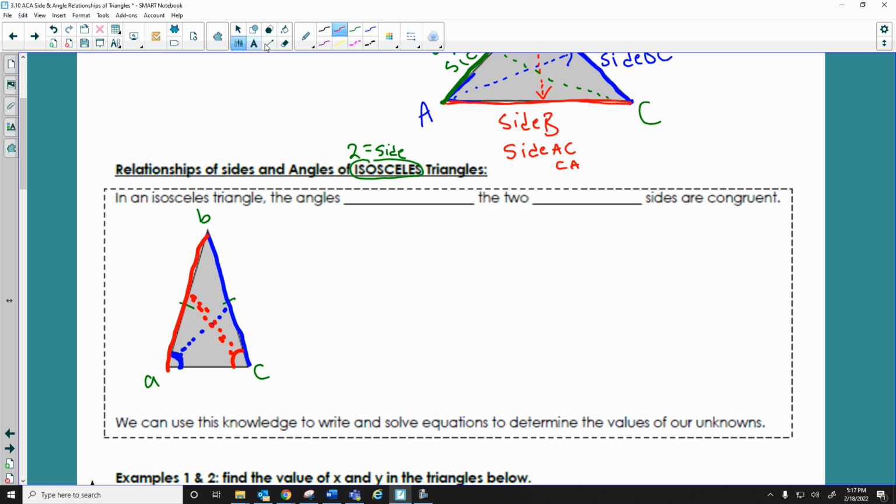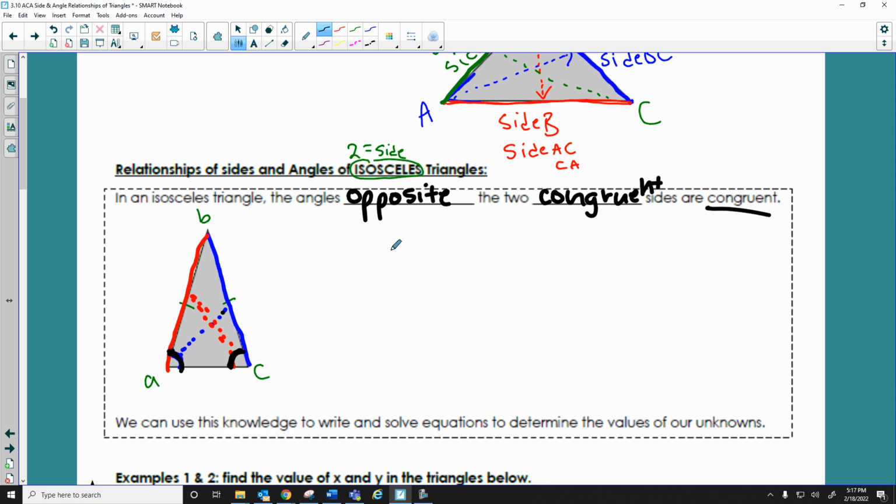So in an isosceles triangle, there's a really cool thing. Because two of the sides are the same, the angles that are opposite of the two congruent sides, those angles are going to be congruent. So let's go back to that. The angles opposite the two congruent sides, so the angle opposite this blue, angle A, and the angle opposite the red, angle C, those two angles are going to be congruent.